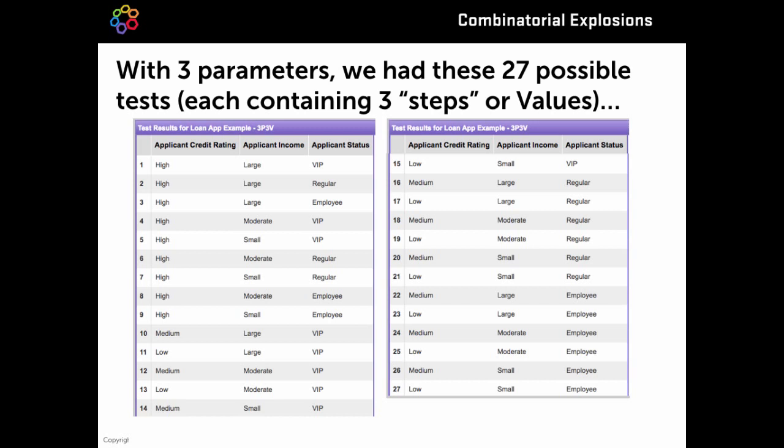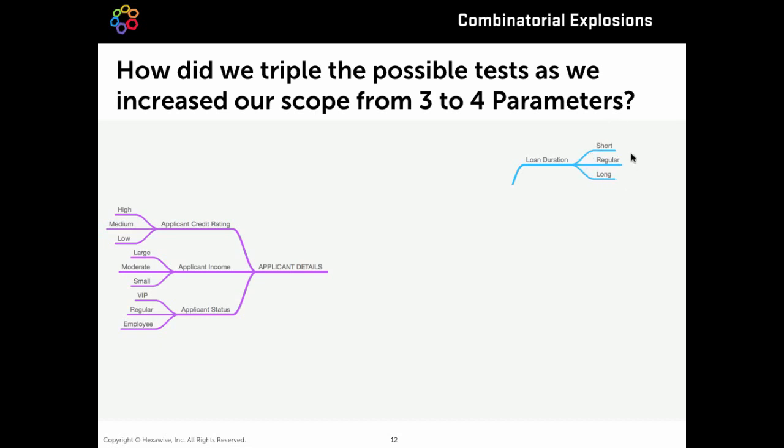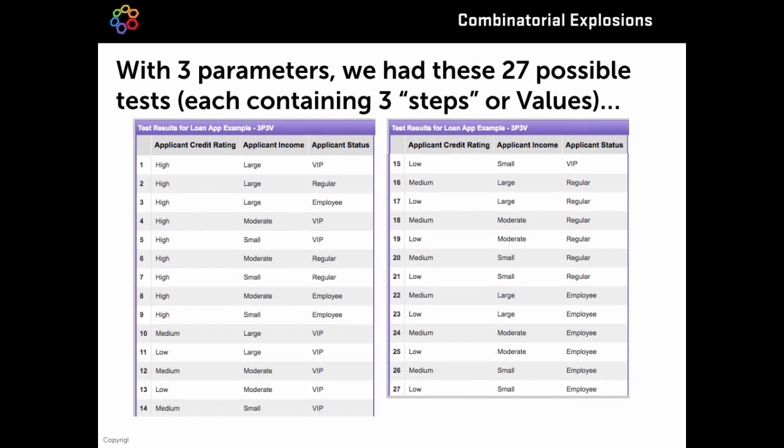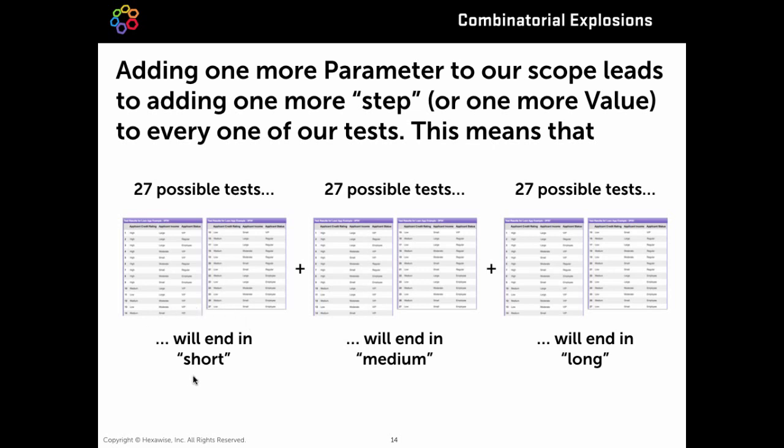Test number 1, high applicant credit rating, a large applicant income, and an applicant status of VIP, and so on. For each of those 27 scenarios, we could now add one of these 3 values to come in at the 4th or final step of our 4-parameter set of tests. So these 27 scenarios now could be added 27 of those identical scenarios ending with short duration of the loan. Another 27 that started identical will now have a 4th value of medium duration. Another 27 possible scenarios will have a long loan duration. So you get 27 plus 27 plus 27, or 81 possible permutations.